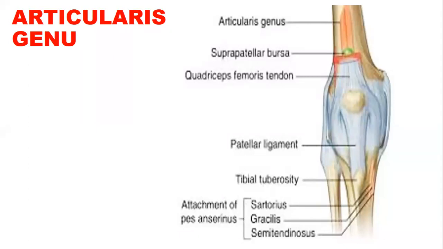Tibial tuberosity means the tuberosity of the tibia. And what is the tuberosity? This is a raised structure. This is a bulging, and this one is called the tubercle. So where is the tubercle? This one is the tubercle. This is the tubercle of the tibia, or in other words, this is the tibial tuberosity. Tuberosity or tubercle is the same term. No difference.